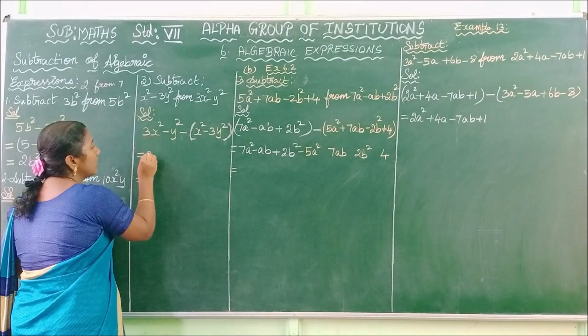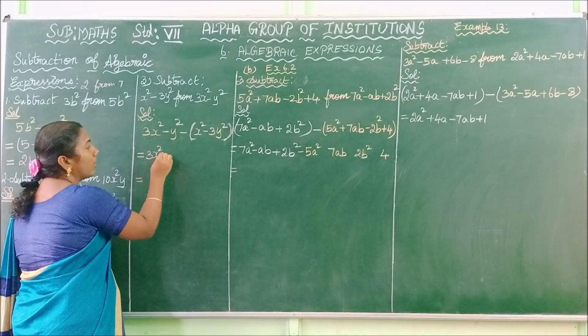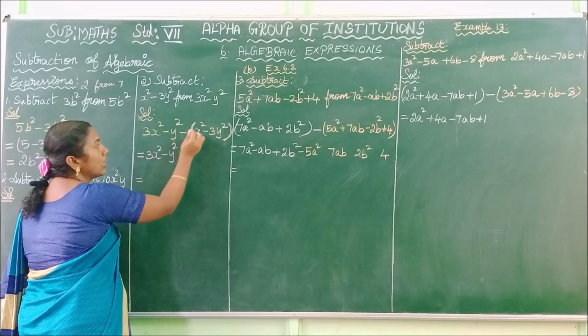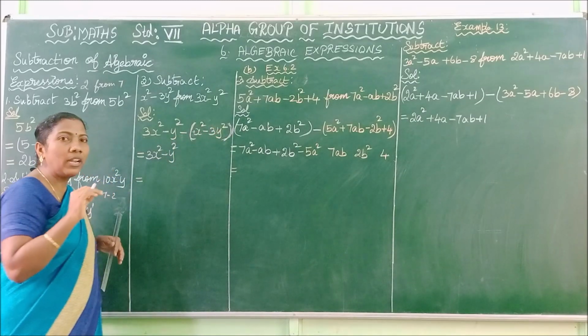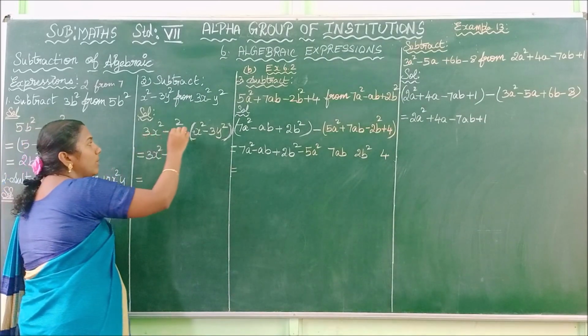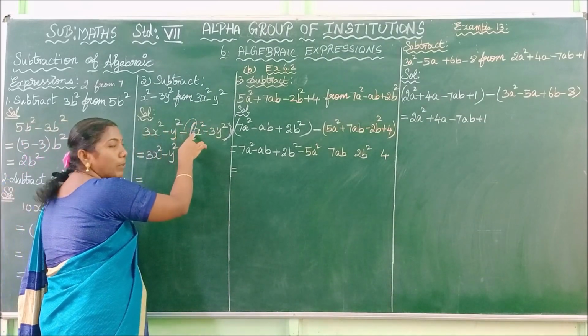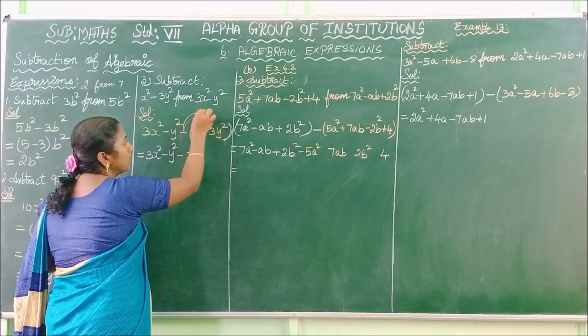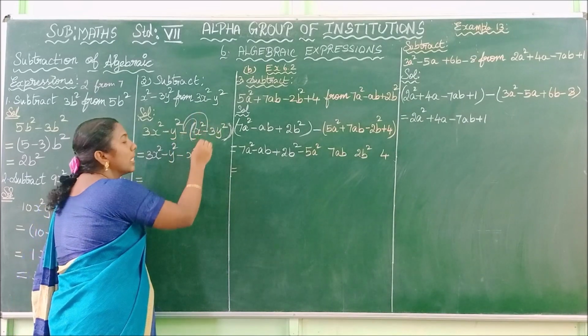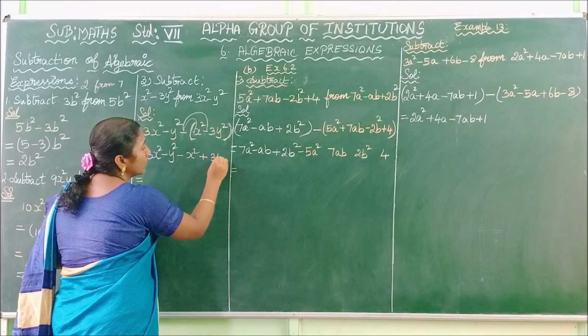See here. First write the term as it is, 3x square minus y square. So here you understood the symbol is plus. How can you remove the bracket? By multiplying the signs. So multiply the signs, minus into plus, so minus x square. Multiply the symbols, minus into minus, plus 3y square.